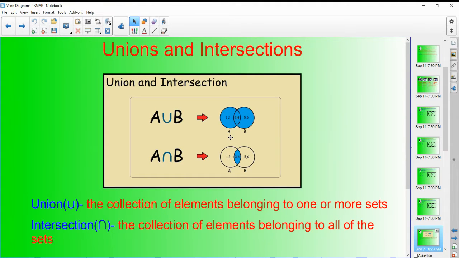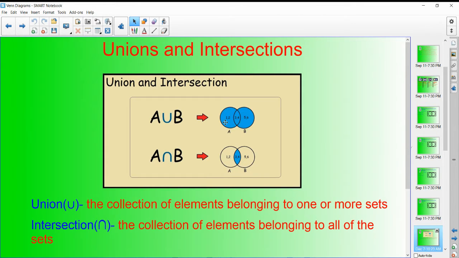Now, there's a difference between the union and the intersection. So the union symbol has got the U. It means it's got to go in at least one of the sets. So if it's in A, it's in the union. If it's in B, it's in the union. And if it's in the middle, it's in the union. We like to use the word or to help describe this.